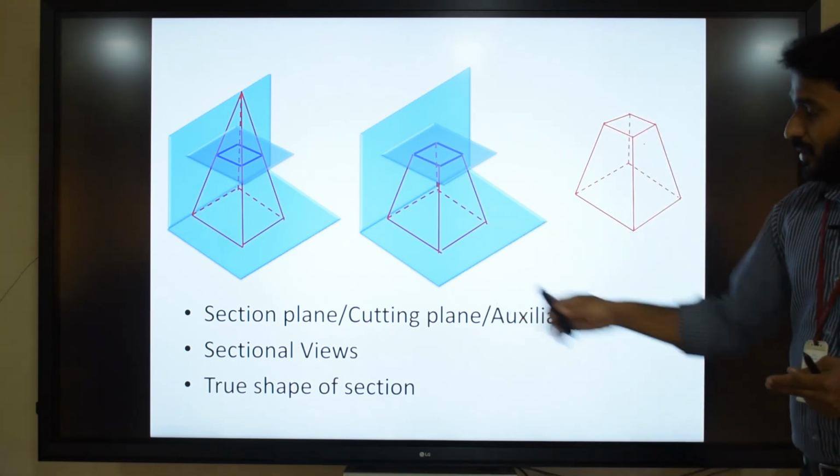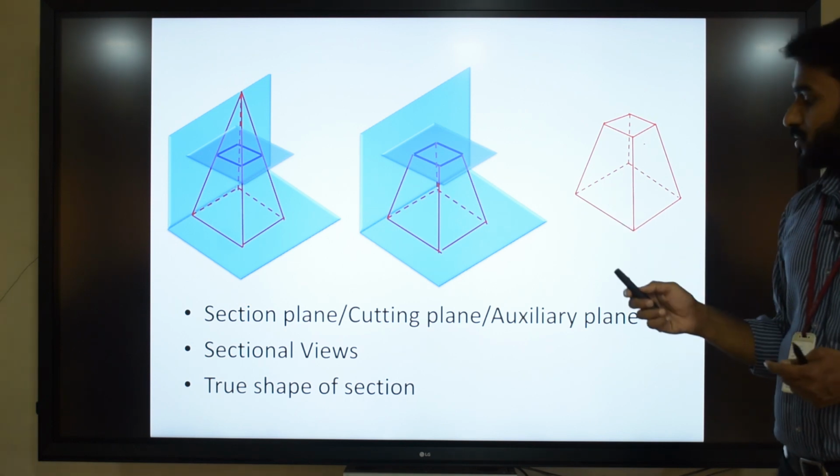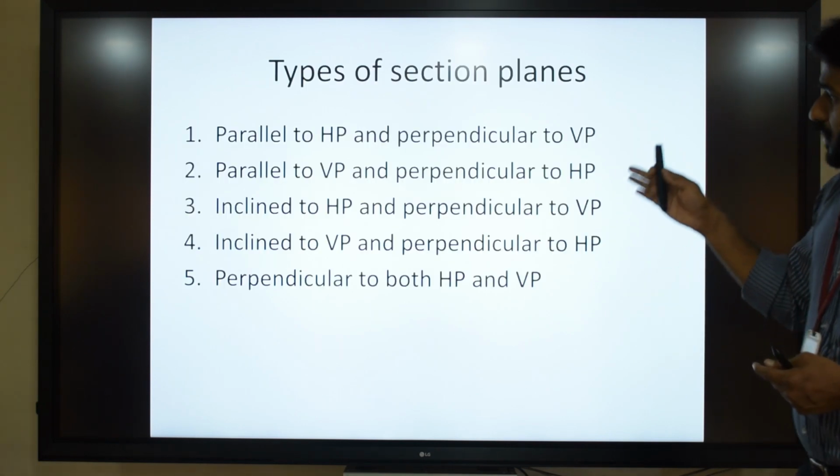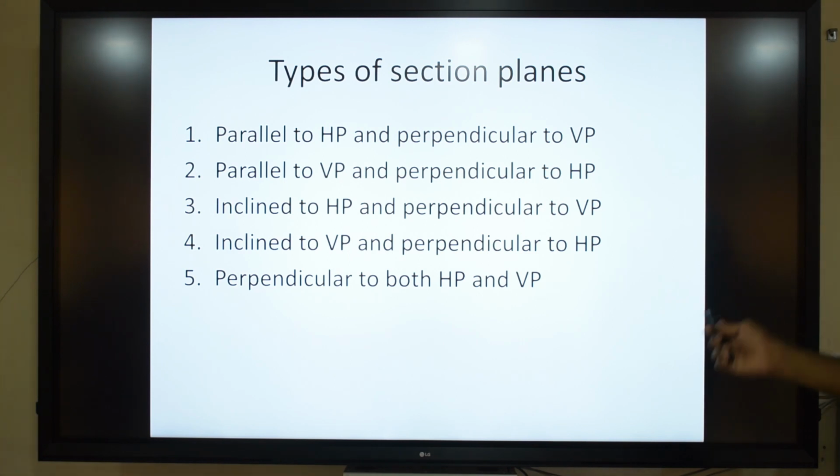So these are a few important terms that come across in the section of solids. In the previous section we have seen these many different types of section planes: parallel to HP and perpendicular to VP, parallel to VP and perpendicular to HP, inclined to HP and perpendicular to VP, inclined to VP and perpendicular to HP. Then the last one is perpendicular to both HP and VP.